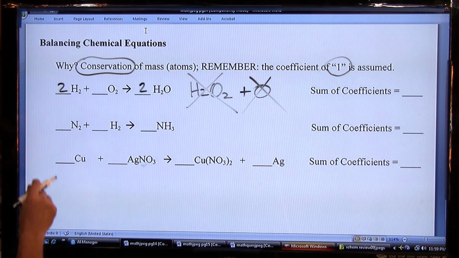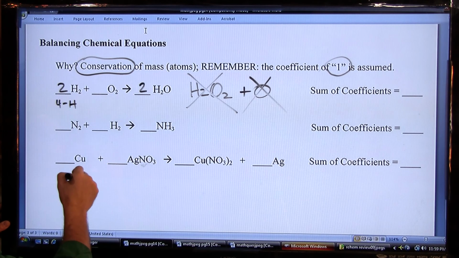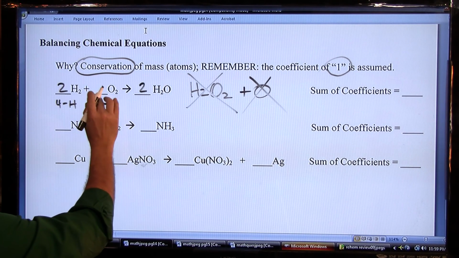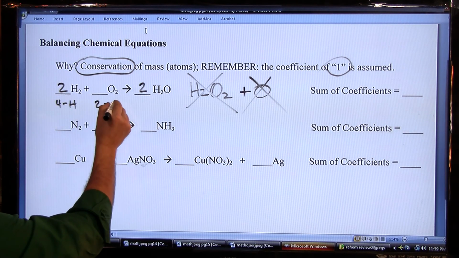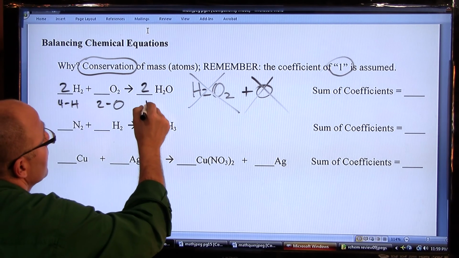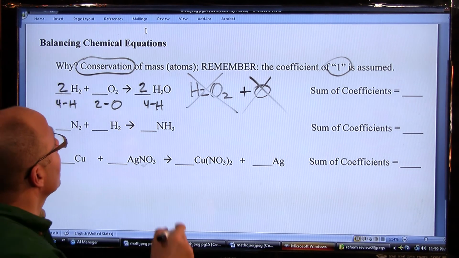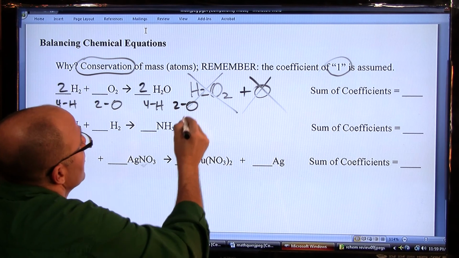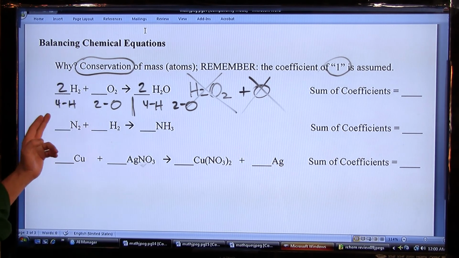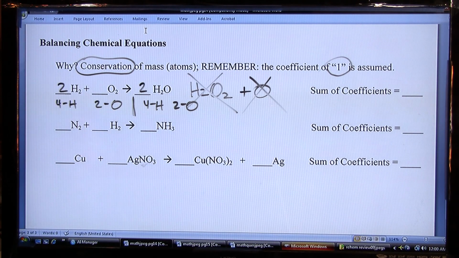So to add up the atoms, we'd have 2 times 2, 4 hydrogens, 1, the coefficient of 1 is assumed, 1 times 2, I should say, 2 oxygens, forgive me. And then 2 times 2, 4 hydrogens. And 2 times 1, the subscript of 1 is assumed, 2 oxygens. And so clearly this thing balances because the number of atoms on both sides, 4 hydrogens, 2 oxygens, 2 oxygens, is the same. All right, let's try doing this one here.